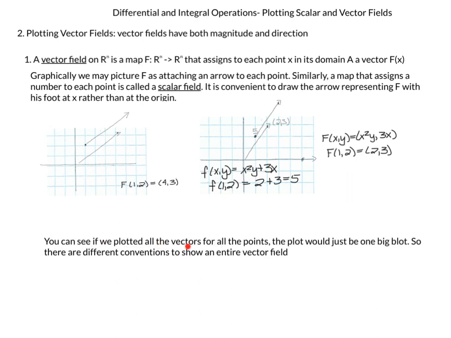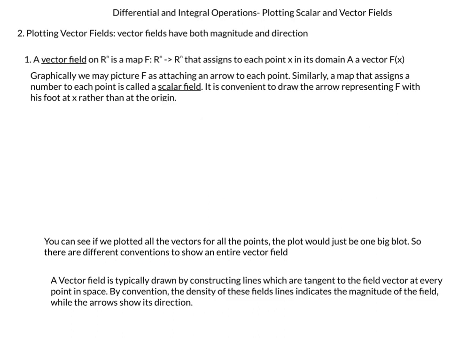But you can see if we plotted all the vectors for all the points, our plot would just be one big blot. There'd be so many vectors all over the place. So there are different conventions to show an entire vector field. For this book, and in particular when we're looking at electric fields, we're going to show the vector field by constructing lines which are tangent to the field vector at every point in space. And by convention, the density of these field lines indicates the magnitude of the field, while the arrows show its direction.